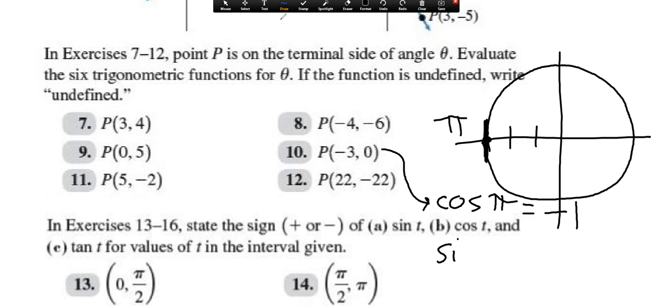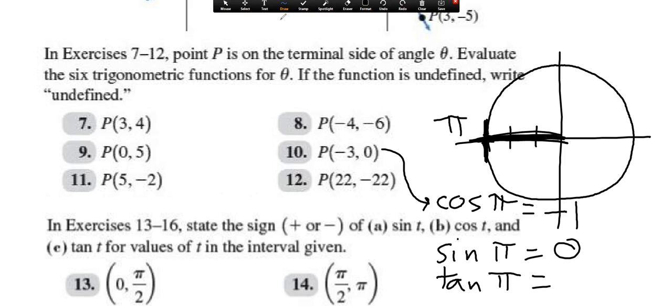All right, so how about the sine? What's the y value out there on the edge? The y value is 0. How about the tangent out there on the edge, which is the slope of this line? Well, that's also 0. Okay. So, what about the secant? Secant goes with cosine. That is negative 1. Excellent.